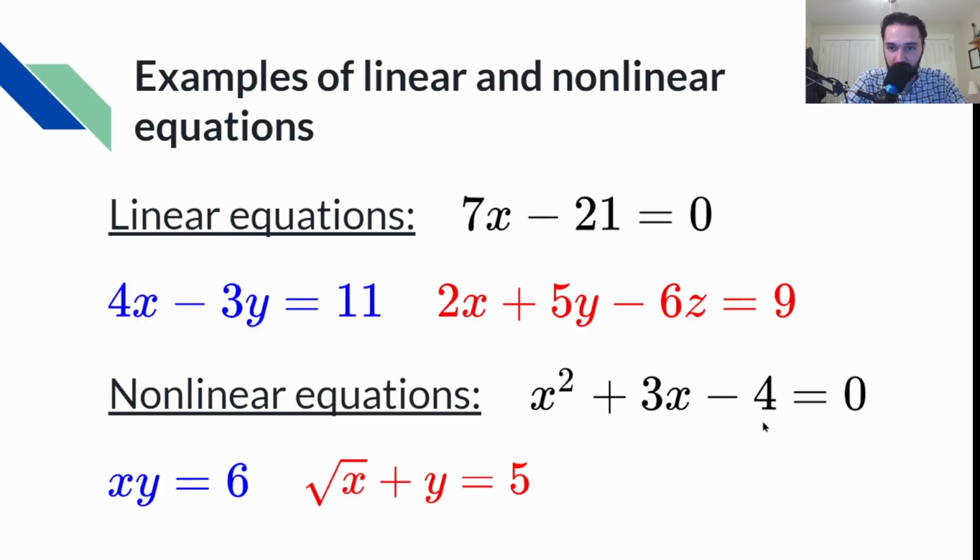x squared plus 3x minus 4 equals 0 is nonlinear because of this power 2 here. If it's any other power besides 1, it's nonlinear. And then here, this blue equation is nonlinear because we have two variables being multiplied together. We can't have that in linear equations.